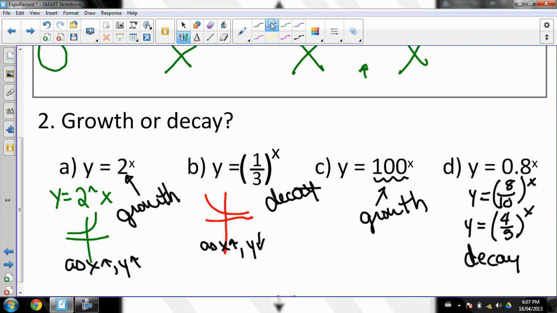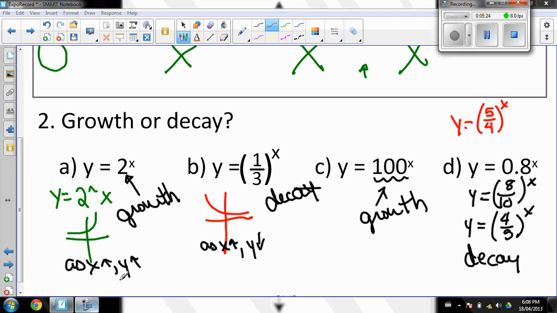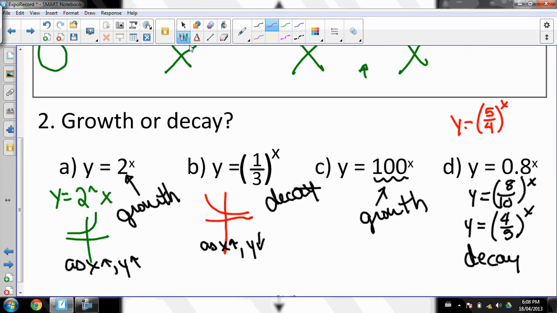Be careful when you're looking at fractions because, for example, if I would have given you 5 over 4 to the x, this is bigger than 1, which means even though this is a fraction, this would be a growth. Okay.